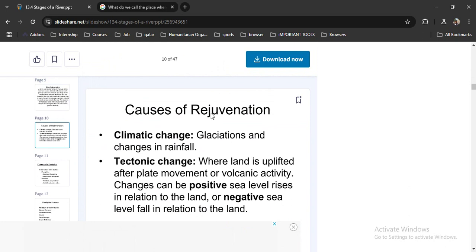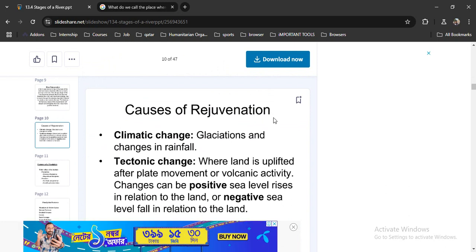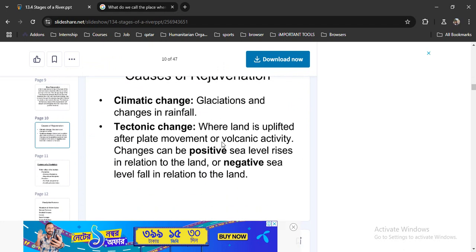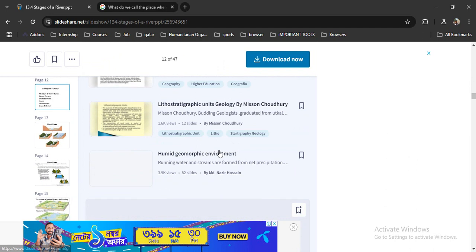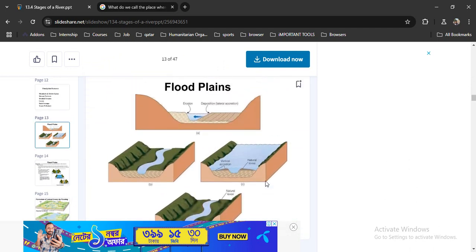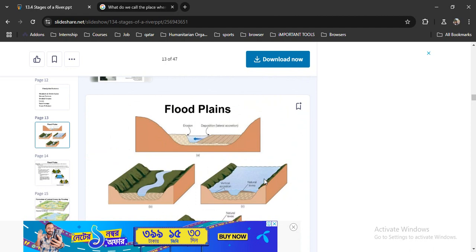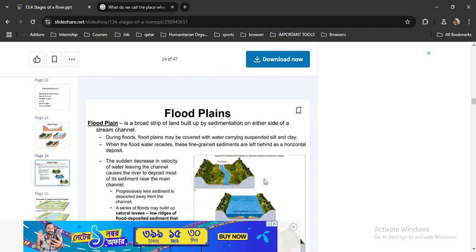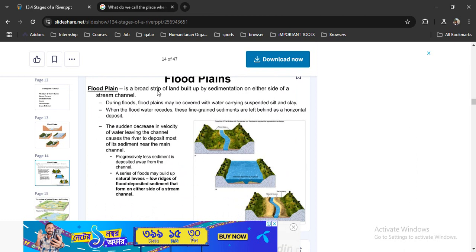Causes of rejuvenation: climatic change, glaciation, change in rainfall, tectonic changes. Fair enough, I have read enough. Just need to go back. So this is a flat plain. Flat plains.